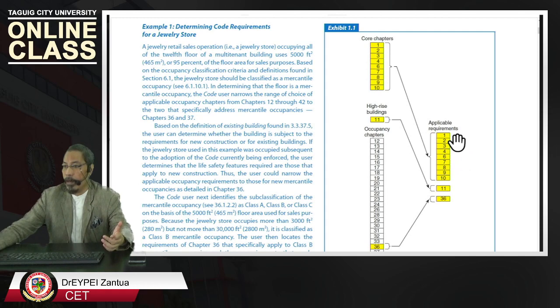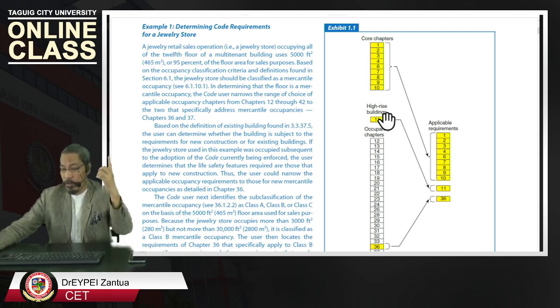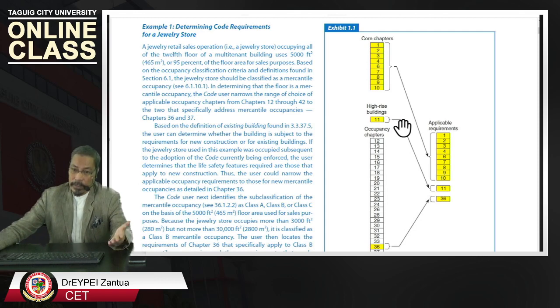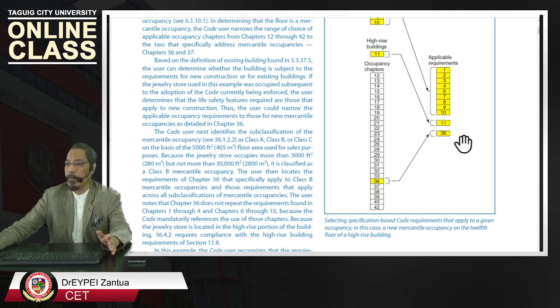And because the jewelry store is located on the 12th floor of the building, it is a high-rise building. So we are required to be compliant with the provisions of Chapter 11 also. So we are at Chapters 1 to 11. And since this is a mercantile occupancy of new categories, Chapter 36 is to be complied with. So this list of chapters gives us the requirements and the criteria for us to develop the design of the fire safety facilities of the building, of the business.